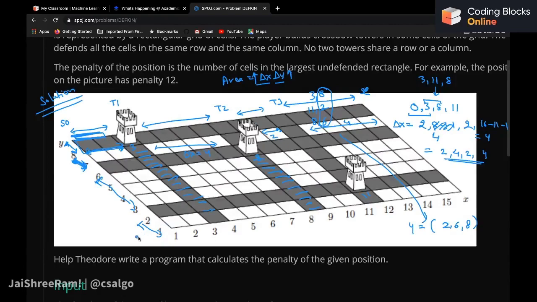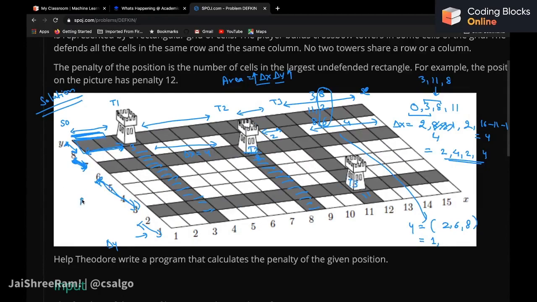So let's talk about this delta y. This is nothing but 2 minus 0 minus 1, so this is 1 unit. Let's talk about this delta y. This is nothing but the distance between the y coordinates of T2 and T3.